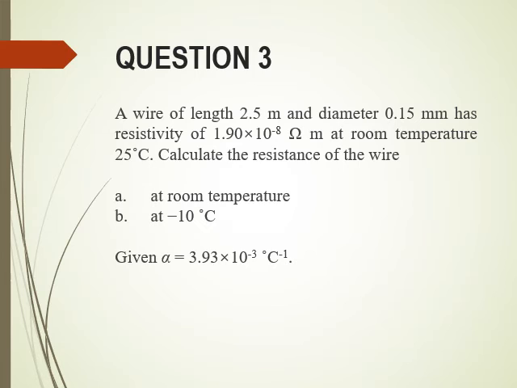Question 3. A wire of length 2.5 meters and diameter 0.15 mm has a resistivity of 1.90 times 10 to the power of negative 8 ohm meter at room temperature, 25 degrees Celsius. Calculate the resistance of the wire at room temperature and at negative 10 degrees Celsius. Given alpha equals 3.93 times 10 to the power of negative 3 per degree Celsius.